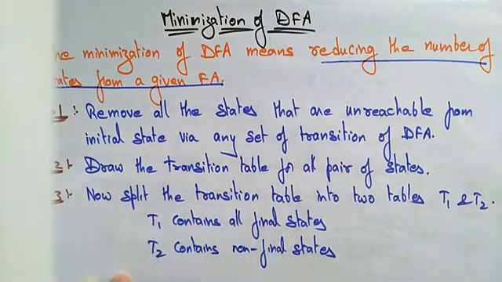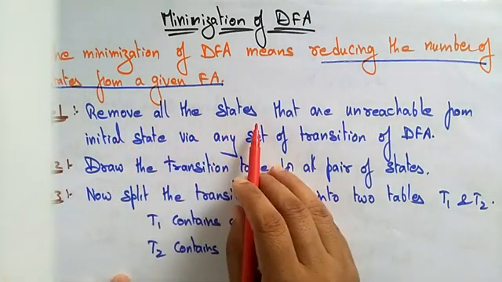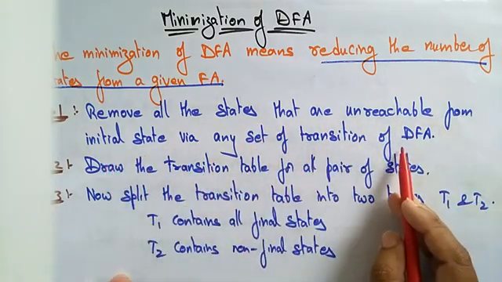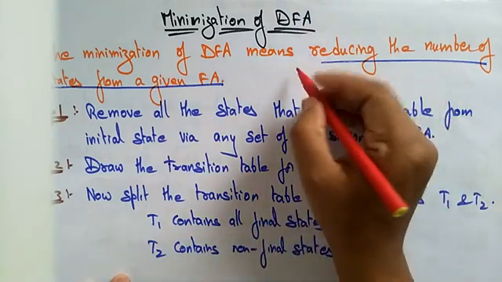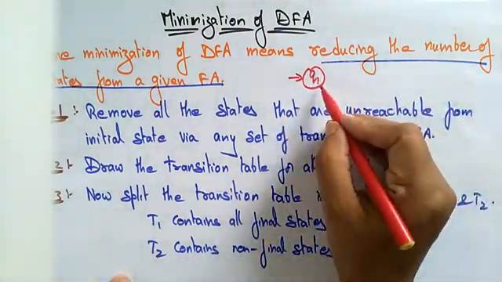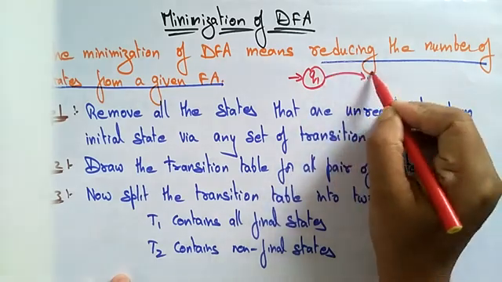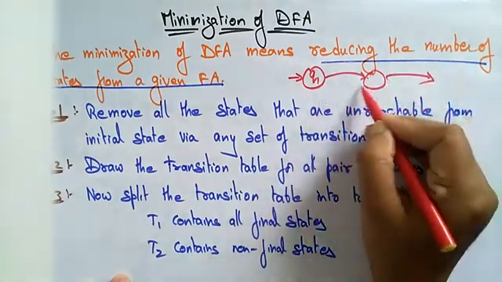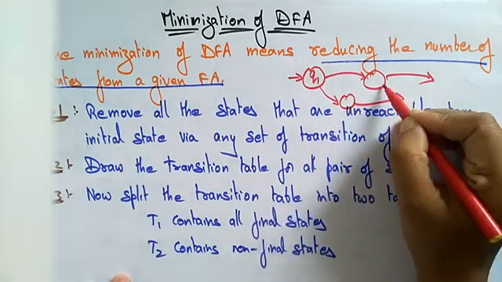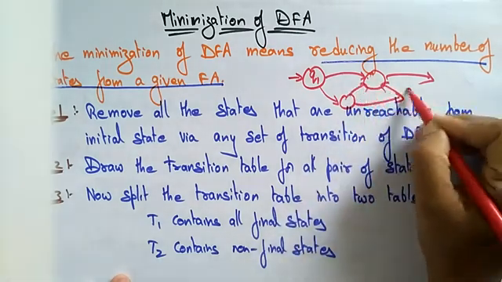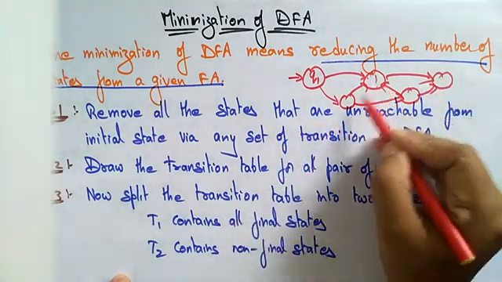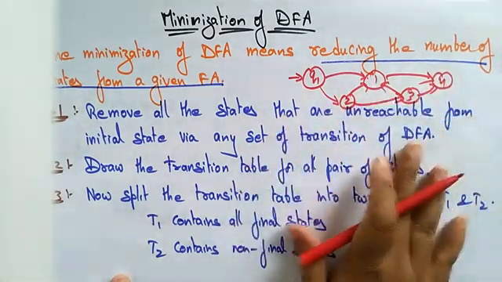The first step: remove all the states that are unreachable from the initial state via any set of transitions. What does it mean? Suppose Q1 is the initial state. It has to reach all the states that are participating in the network. Let me take an example. Here 1, 2, 3, 4 different states are there.